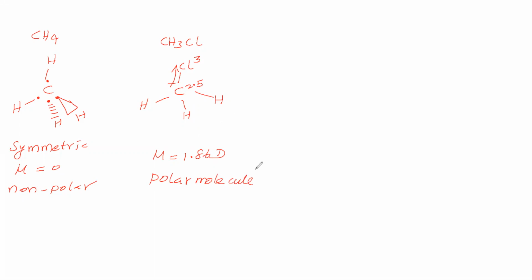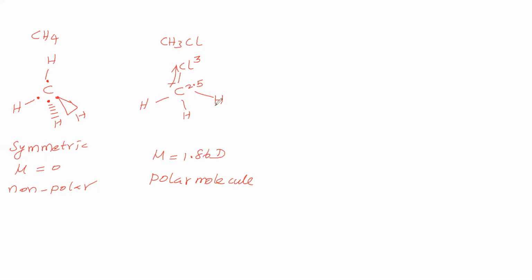Why does this molecule have a dipole moment? Because the surrounding atoms are not similar. Therefore, this molecule is not symmetric, so it has a dipole moment. So this molecule is a polar molecule and this bond is a polar bond.